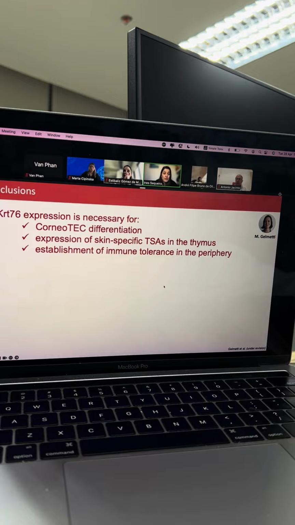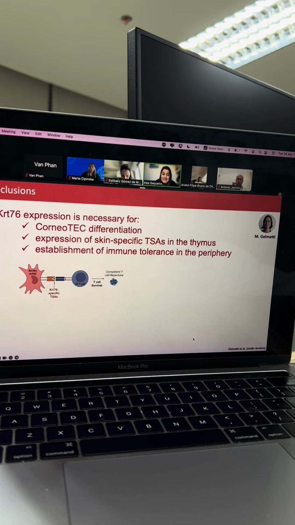And so to conclude, we have shown that keratin 76 expression is necessary for the differentiation of the corneotecs, the expression of skin-specific TSAs in the thymus, as well as the establishment of this immune tolerance in the periphery.